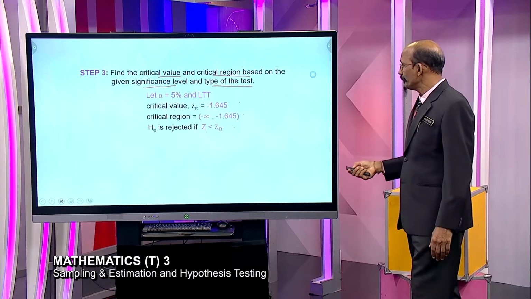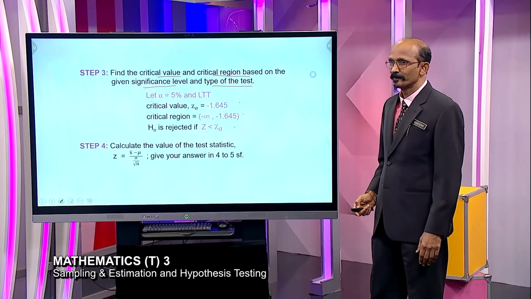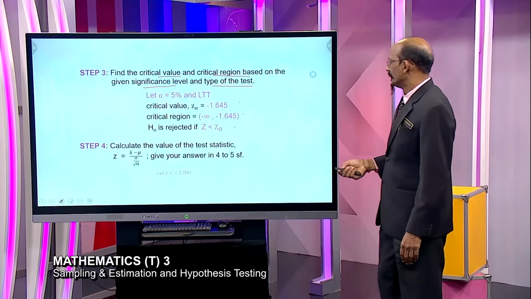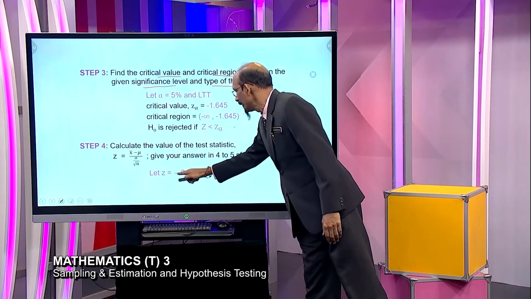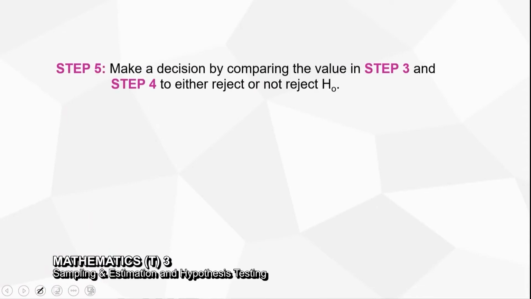Then we continue. In step 4, you calculate the test statistic. This is very simple, just apply the formula. Let's assume that my test statistic is negative 2.091. So in step 5, we will make a decision based on step 3 and step 4.